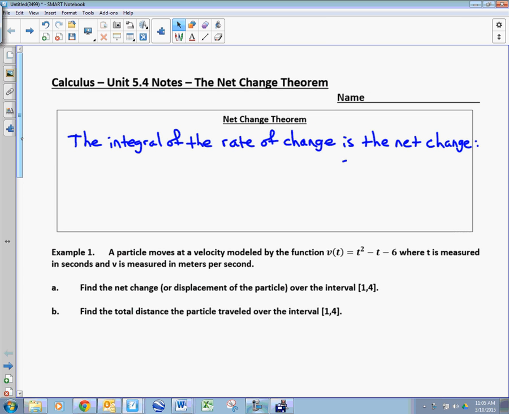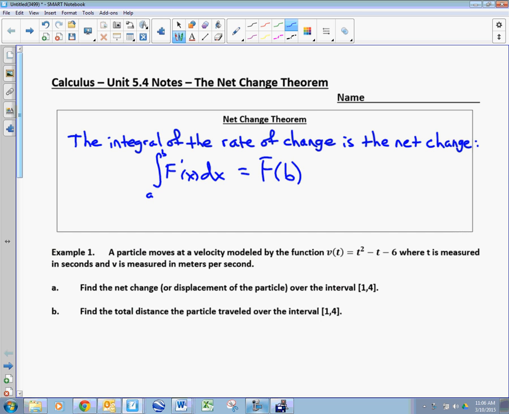Nope. Here we go, the net change theorem. The net change theorem: the integral of the rate of change is the net change. What does that mean? The integral of the rate of change is the net change. So if we take the integral of f prime of x dx, we get big F evaluated at B minus big F evaluated at A.